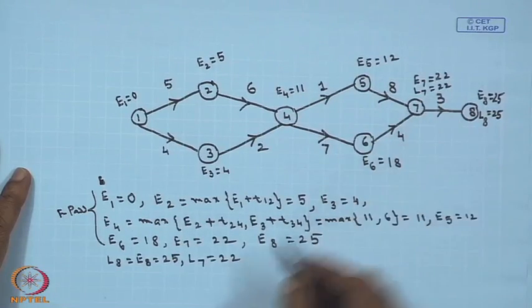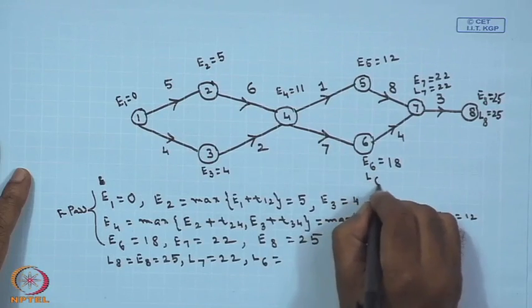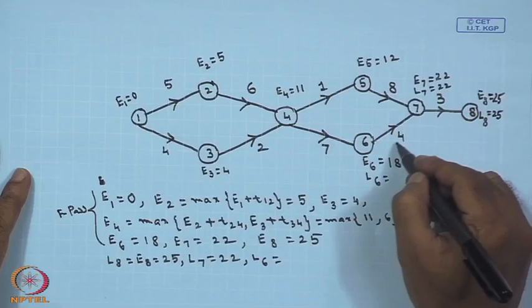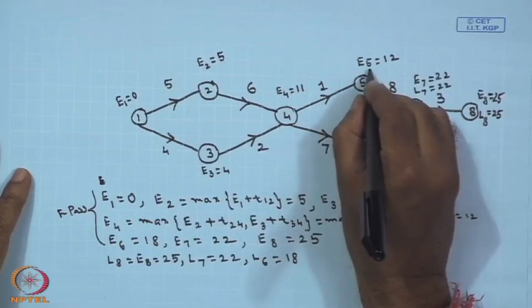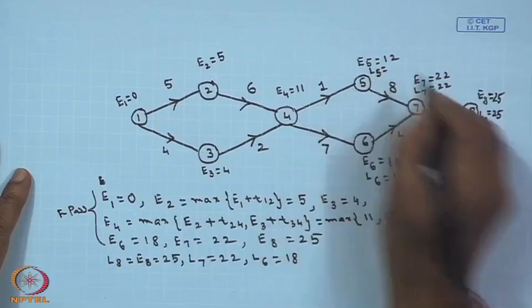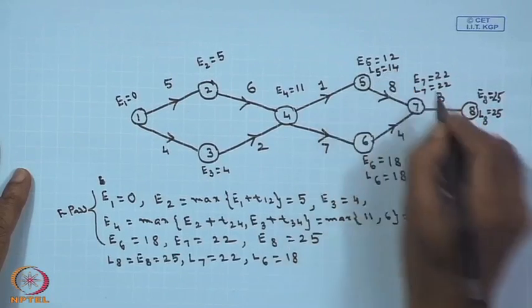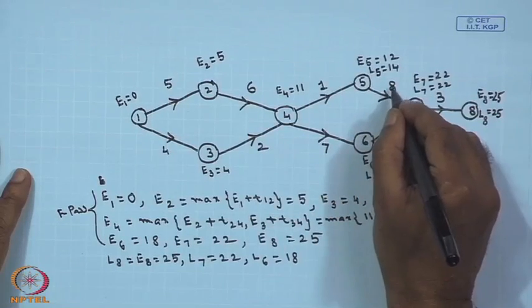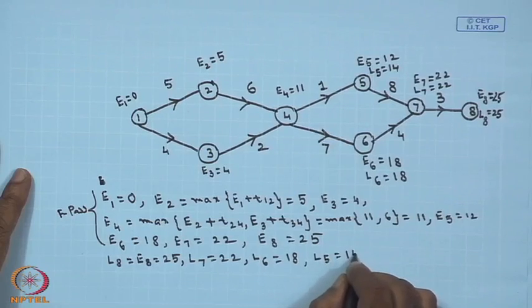Now, once I am getting the L7, then I can calculate L6. Your L6, it is coming from here 22 minus 4. So, it will be 18. So, L6 is 18. What is your L5? L5 you will get from here 22 minus 8, that is 14. So, you are coming from the backward side and the duration you are subtracting. So, your L5 this is equals to 14.